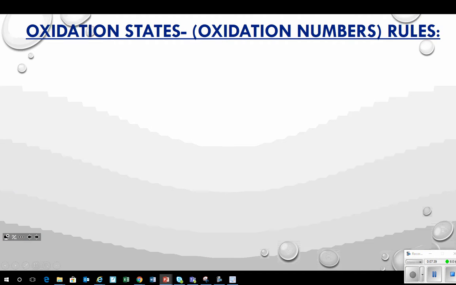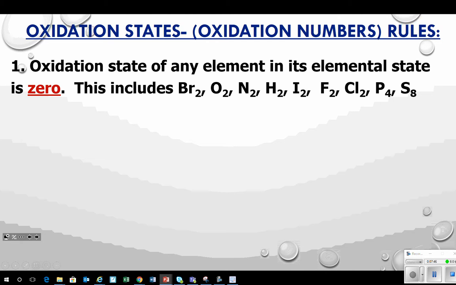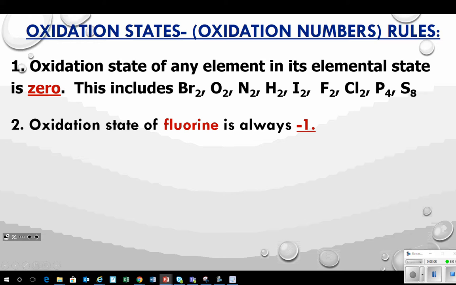More positive. Okay, so we have some rules for oxidation states. We've been using basic rules to start with, but there are actual rules. The first one is any element by itself is 0 for an oxidation charge. So any element by itself is 0. That includes P4 (phosphorus) and S8 (sulfur) because they're considered twins or quadruplets or octets. Second one, the oxidation state of fluorine is always -1.